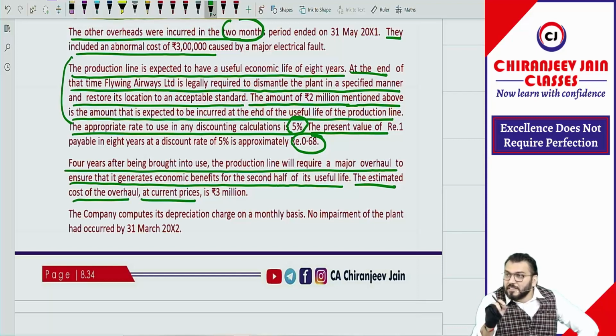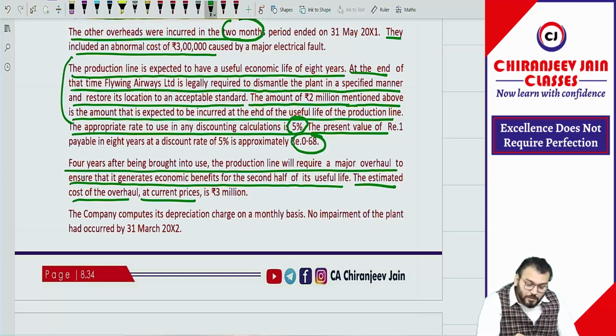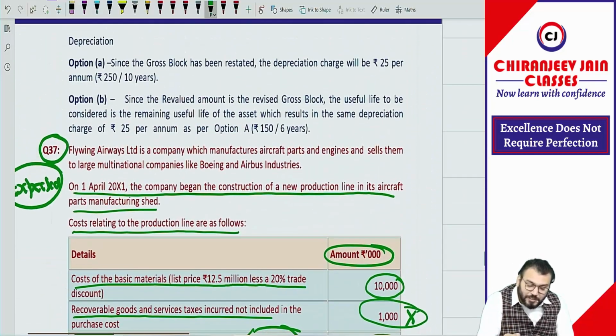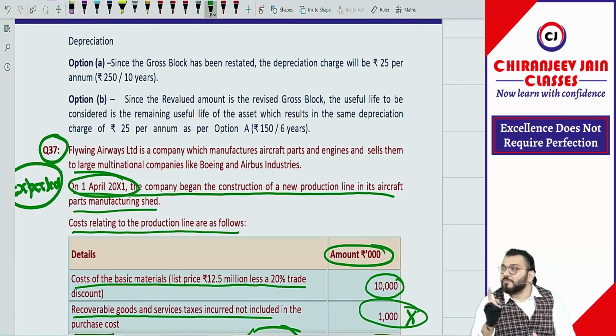At the beginning, or after 4 years? After 4 years. 1 second. 4 years after being brought into use, the production line will require. This is future tense. Will require means future tense. Means right now the information is given at present, on which date? All information has been given on which date? On 1st April 2001.